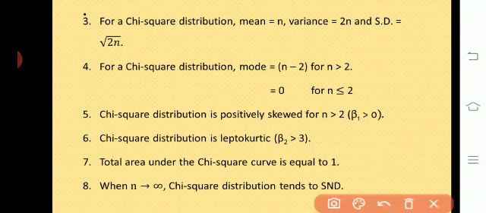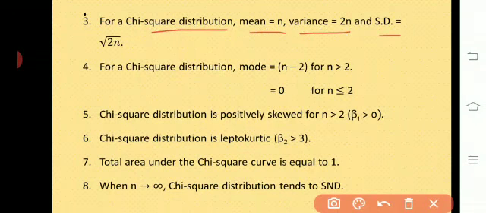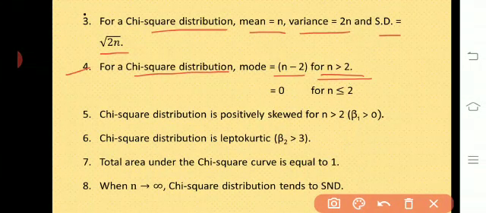Next property is, for a chi-square distribution, mean is equal to n, where n is degrees of freedom, variance equal to 2n, and standard deviation is equal to square root of 2n. The next feature is, for a chi-square distribution, mode is equal to n minus 2 for n greater than 2, and mode equal to 0 for n less than or equal to 2.